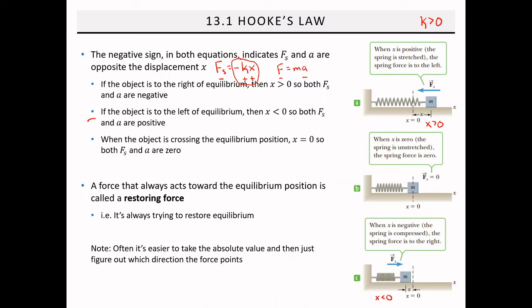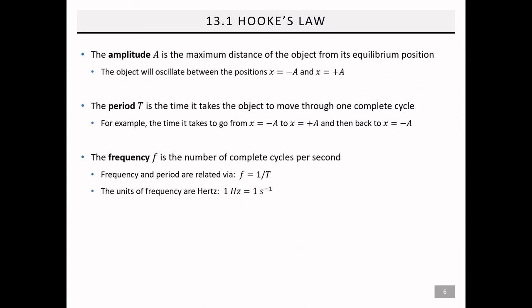The note at the bottom is something similar to what we were doing in the electricity section. It just says that rather than saying that the force is equal to minus k times x, sometimes it's easier to say that the absolute value of the force is equal to k times the absolute value of x. Right? Just take the absolute value of everything, don't worry about whether anything is positive or negative, and then just figure out which direction the force points after the fact.